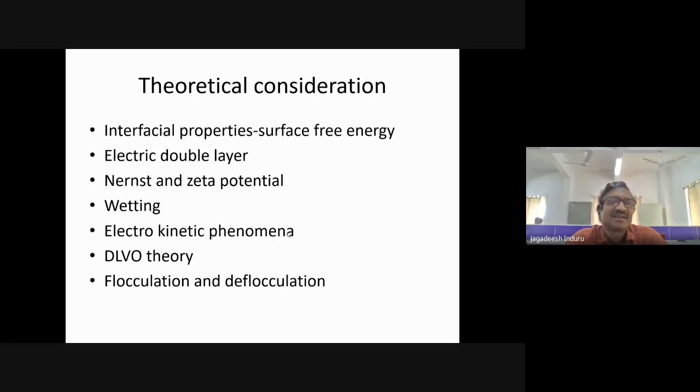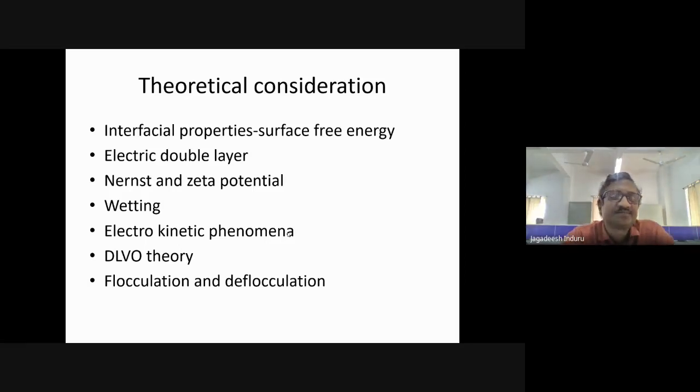If you have these 7 parameters and concepts understood, your pre-formulation journey for suspensions will be very fruitful and easier. So what are these concepts? One is the interfacial properties, that is, surface free energy. Another one is the electrical double layer, which is decided by the zeta potential. Another concept is called wetting. Based on that, you have the electrokinetic phenomena. Of course, there is a very important concept called the DLVO theory. And at the end, we have flocculation and deflocculation.